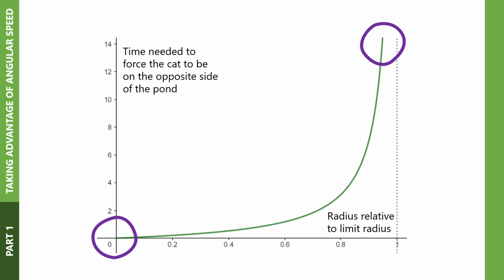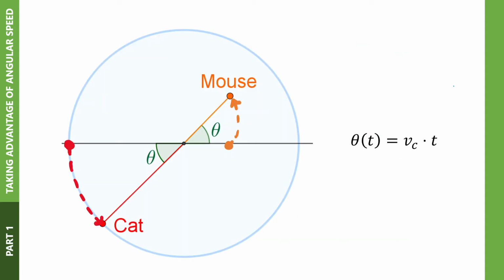That sounds easy to write down as an equation. Let's do it. The mouse turns at the same angular speed as the cat. The angular speed of the cat is Vc divided by the full radius of the circle. And to make things simpler, we can decide that the radius of the pond is 1. We can do this without loss of any generality. Therefore, the angular position of the mouse is Vc times t.